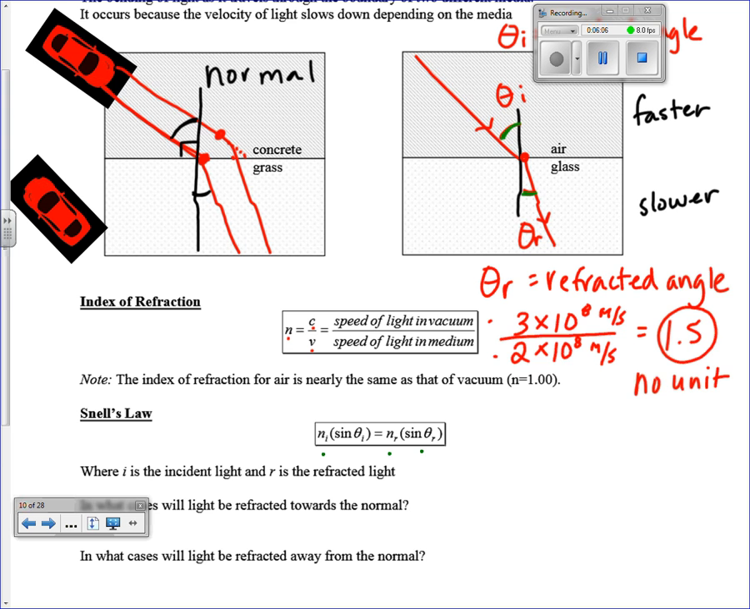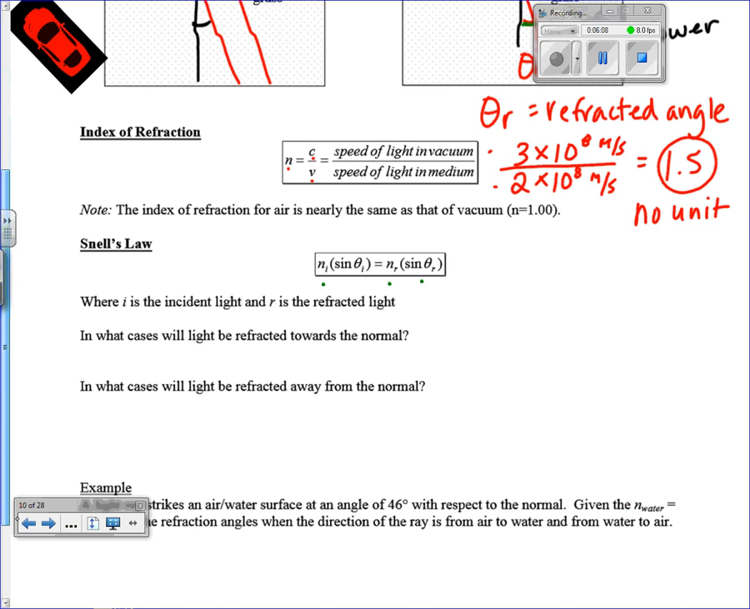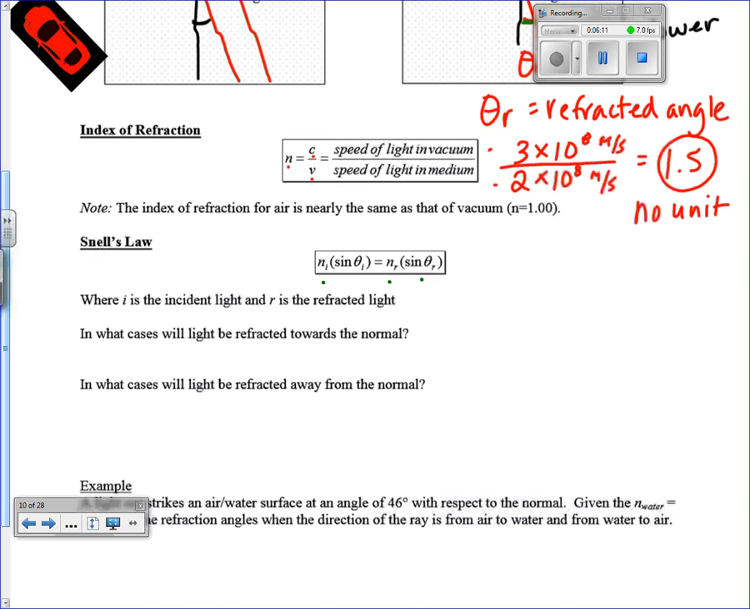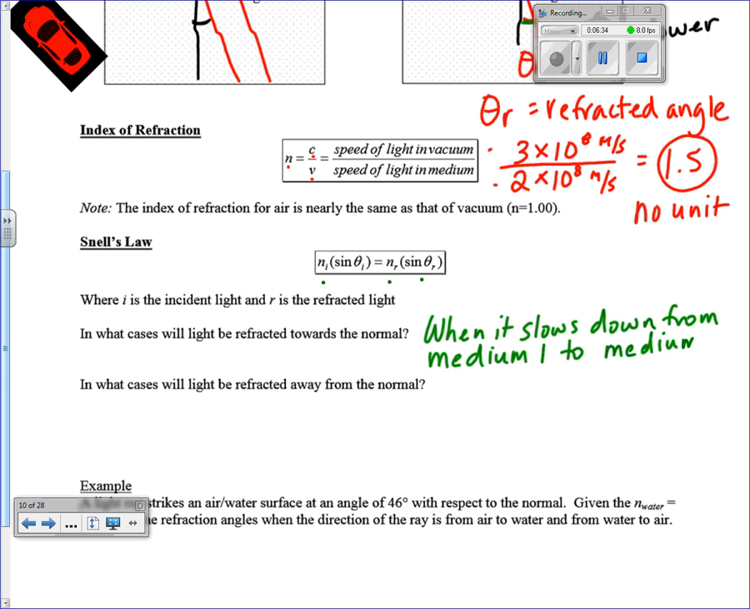You'll be doing a lab involving Snell's law that will make this more clear, but here's the big takeaway that we want you to get. Light will be refracted toward the normal when it slows down. So in my example, we went from air to glass, the light slowed down, and the light bent toward the normal.